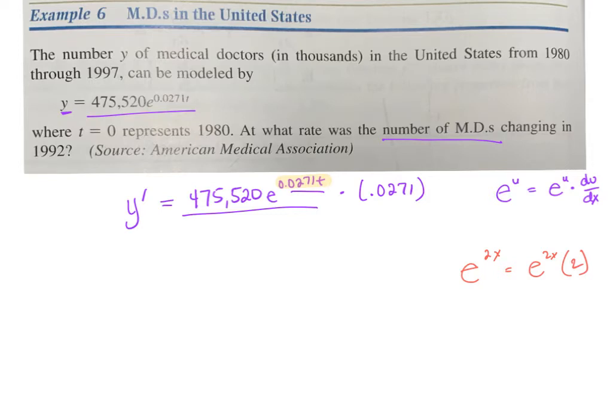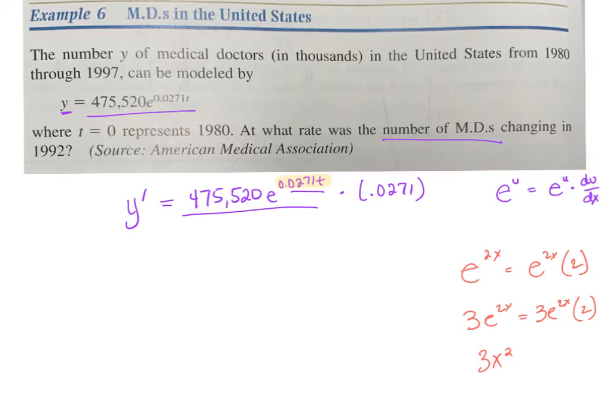Even though it has a number in front of it, if it had been 3e to the 2x, it would have been 3e to the 2x times 2. The number in front is just a coefficient. Like the derivative of 3x squared, all you do is multiply the derivative by the 3. You just multiply the derivative by that big number.